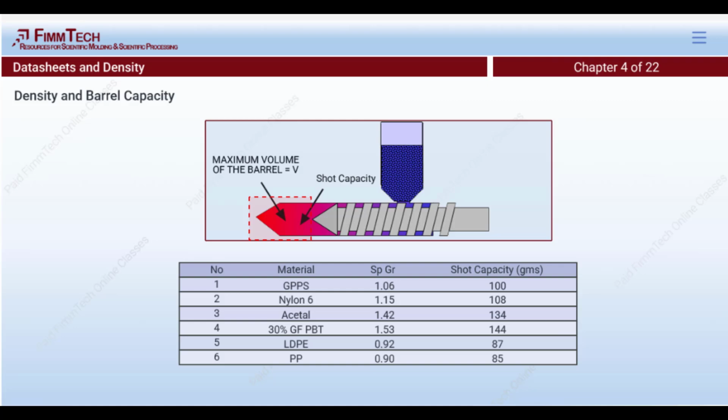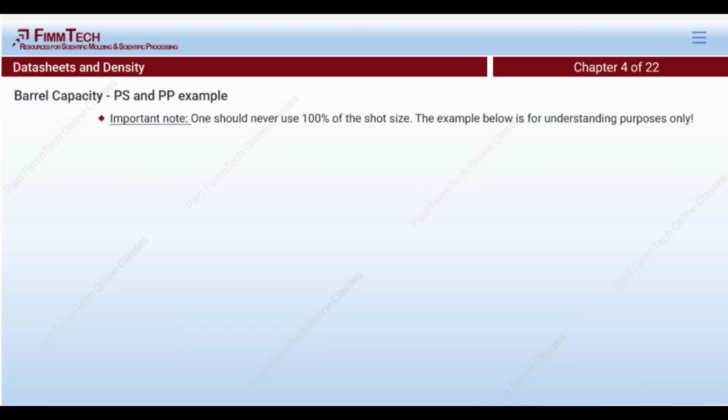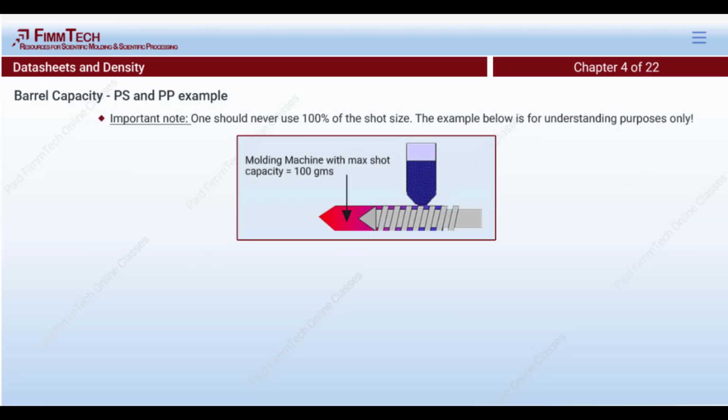Let us understand this with an example. A very important note here is one should never use 100% of the shot size. The example below is for understanding purposes only, but please remember that you should never use 100% of the shot size. Now, what is the accepted percentage range? This we will be discussing in further classes, but for now, it's very important that you understand that you should never use 100% of the shot size.